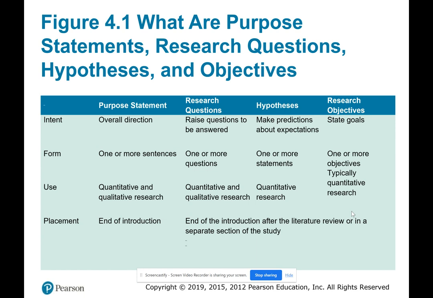There are 4 terms used in research to convey the intent of the study. Number 1, purpose statement. Number 2, research questions. Number 3, hypothesis. Number 4, research objectives. These terms vary in their intent, their role in research, their form or their appearance in studies, their use or their application in quantitative and qualitative approaches, and placement in research, which is their location.